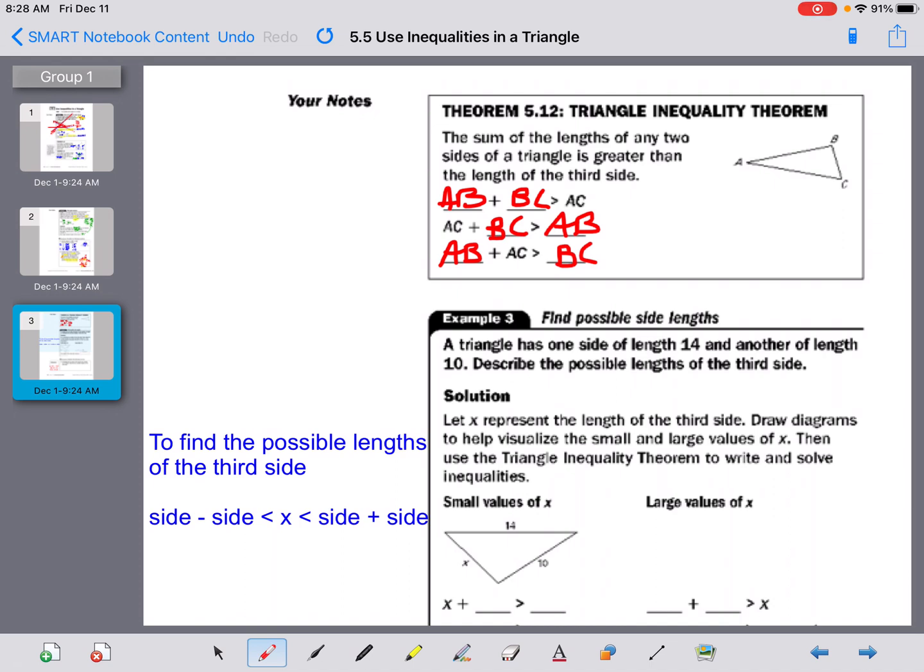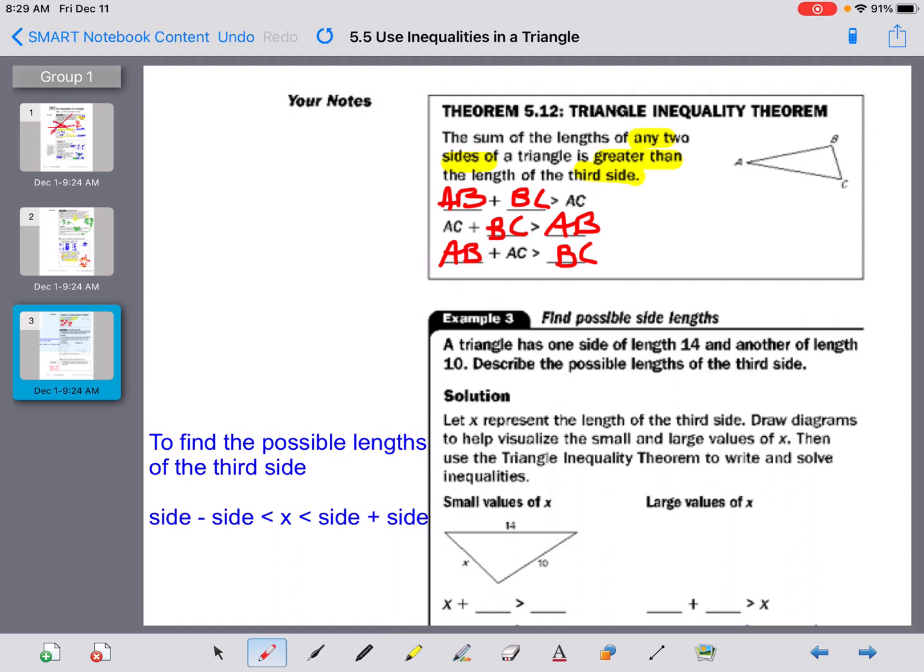Okay. This is what we have to be careful of. The sum of the lengths of any two sides has to be greater than, not greater than and equal to, but greater than the length of the third side, okay? So if I add two sides of my triangle up, that sum should be larger than the third side I didn't add up. That's what it's saying, okay?